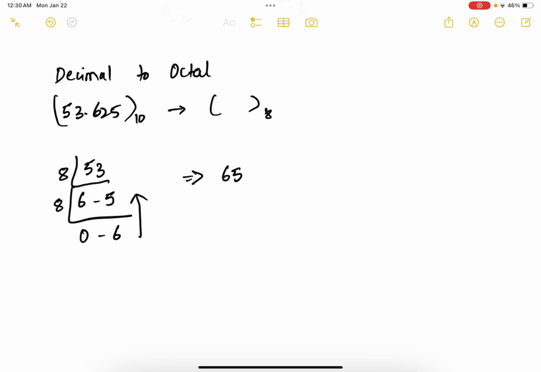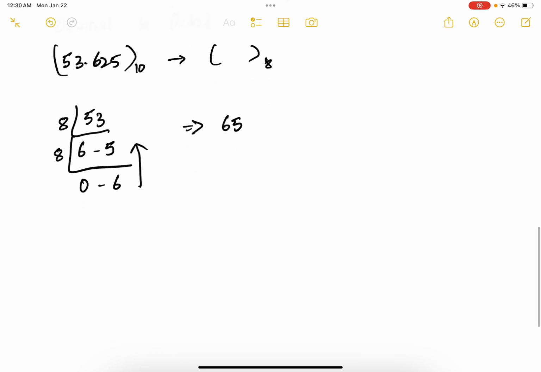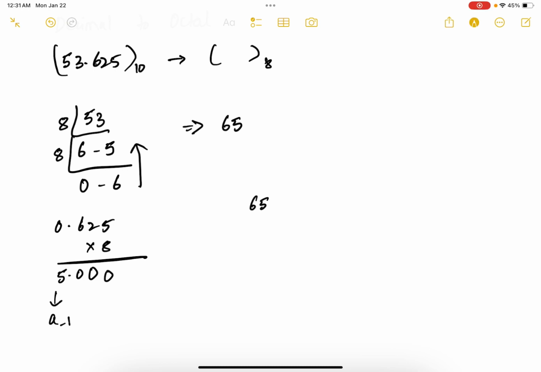Now we have to deal with the fractional part, so that's 0.625 times 8. 8 6s are 48, that's 5.000. So this one would be a minus 1. Therefore, the octal equivalent would be 65.5.